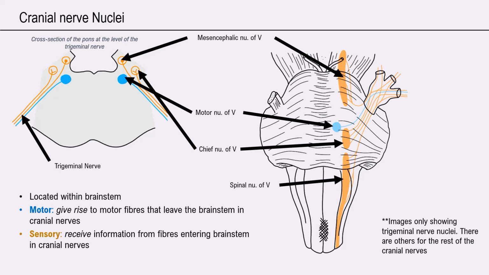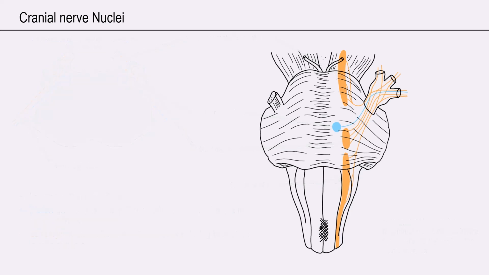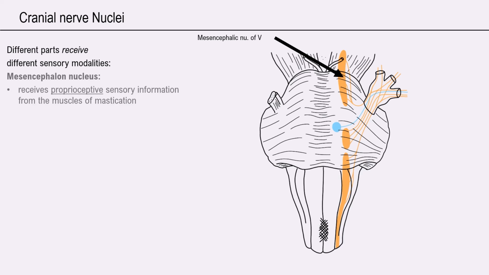Now we need to take a closer look at the nuclei. Each nucleus does a different role. The mesencephalic nucleus receives proprioceptive information from the muscles of mastication. This is particularly important for preventing us from biting our tongue when we talk, even if our tongue is numb. This is because it knows whether our mouth is opened or closed.